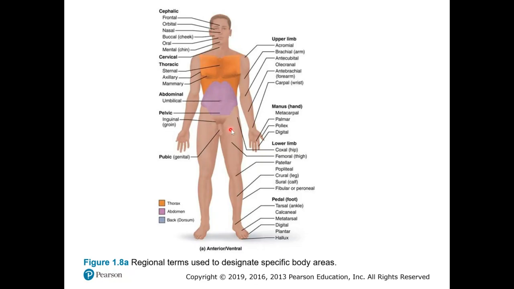We have the pelvic region. The inguinal region refers to the groin. Pubic region, where we find the external genitalia. The acromial region is in the shoulder. There's even a part of the shoulder blade up here called the acromion. Brachial refers to the upper arm region.